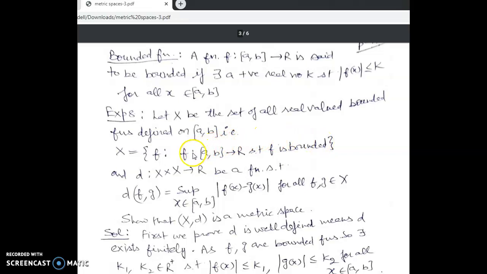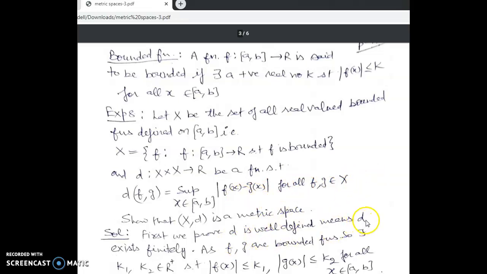So on this set of functions, we are defining a metric d from X cross X to R by the formula d of f, g is equal to the supremum over x belonging to [a, b] of mod of f(x) minus g(x), for all f, g belonging to X. We have to show that this is a metric space.